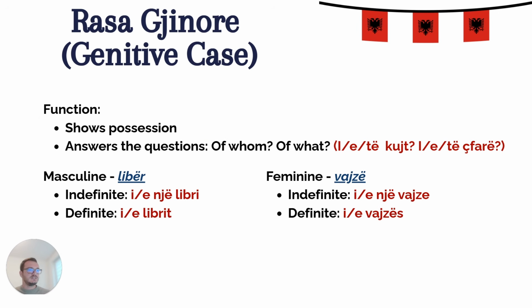For example, our masculine noun, liber, in the indefinite would be i një libri or e një libri, of a book. If the noun that is of the book, for example, the cover of the book, would be kopertina e një libri, because it's in the feminine. But if we have another noun in the masculine, it will be i një libri, of a book. In the definite, we have i librit, of the book, or e librit, of the book. In the feminine, vajz, we have in the indefinite i një vajze, or e një vajze. And in the definite, i vajzës, or e vajzës.